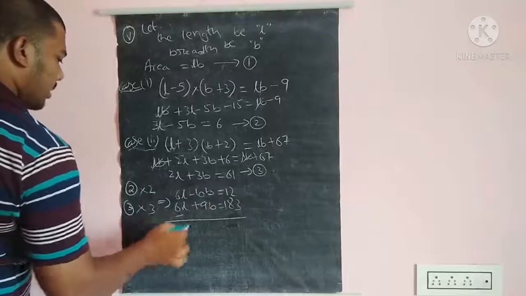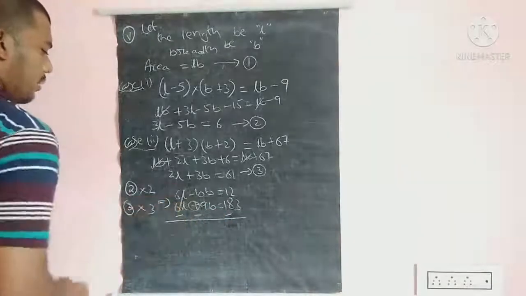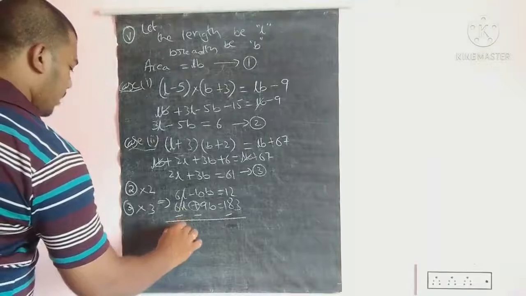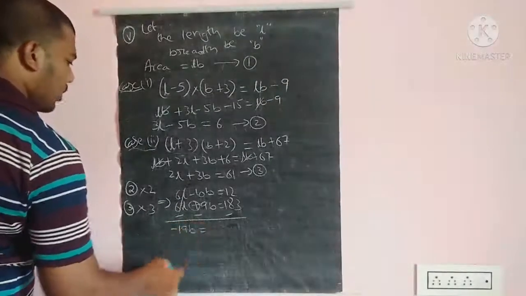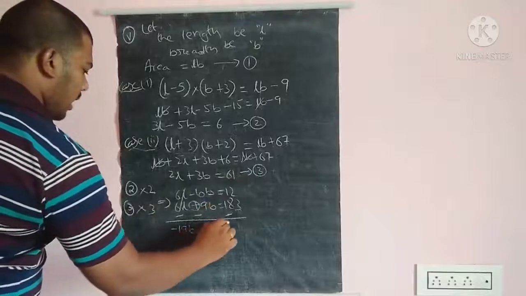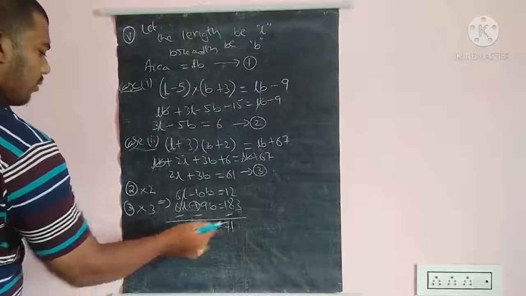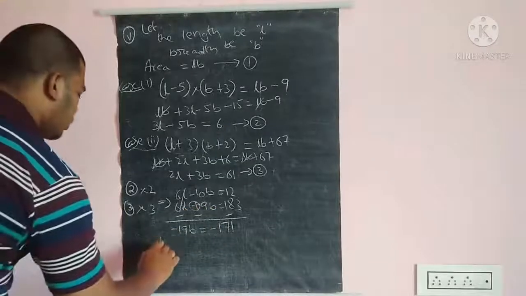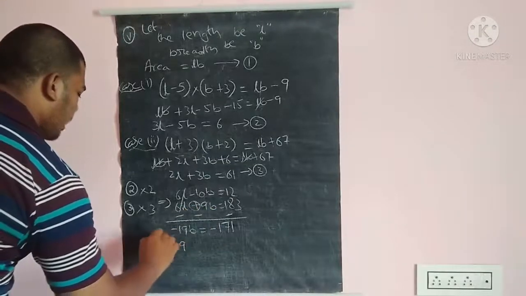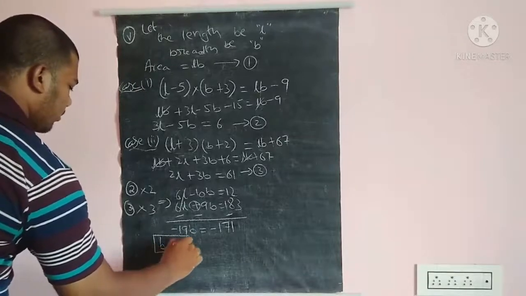On subtraction, the L terms will eliminate. This is minus 19B is equal to minus 183 plus 12, this is minus 171. Minus minus will cancel. In 171, 19 will come 9 times, so B is equal to 9. So that means breadth is 9 units.